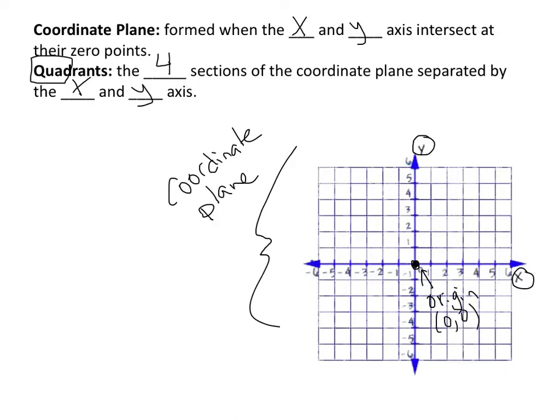And then we're going to label the 4 quadrants. We're always going to start in the upper right hand quadrant, and we're going to label them with Roman numerals. So upper right hand quadrant is quadrant 1. Then we're going to go counterclockwise. So this is quadrant 2, quadrant 3, and quadrant 4.